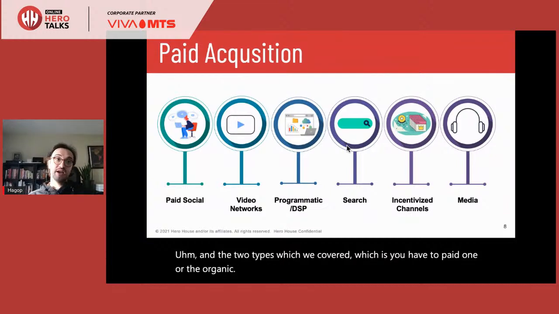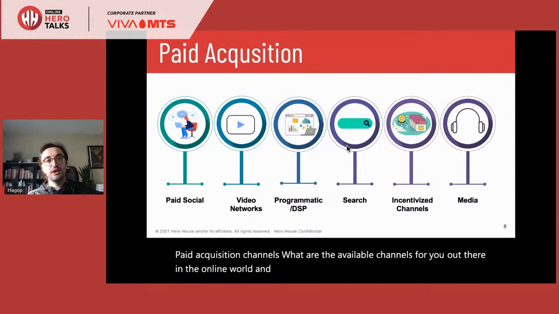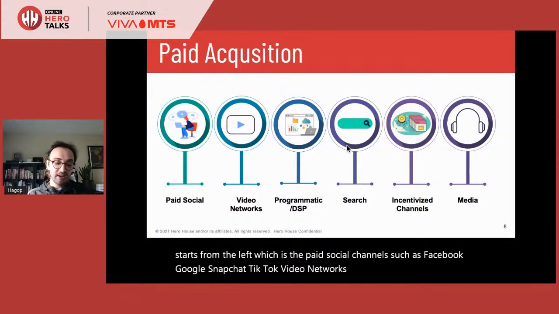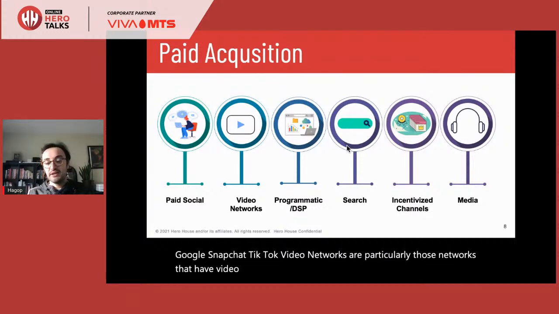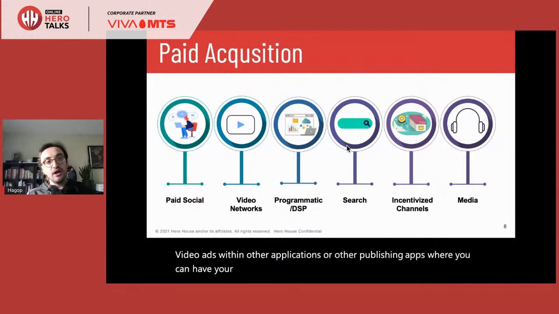Paid acquisition channels. What are the available channels for you out there in the online world and the offline world? The most popular one, which starts from the left, is the paid social channels, such as Facebook, Google, Snapchat, TikTok. Video networks are particularly those networks that have video inventory. So you're buying video ads within other applications or other publishing apps where you can have your video served.